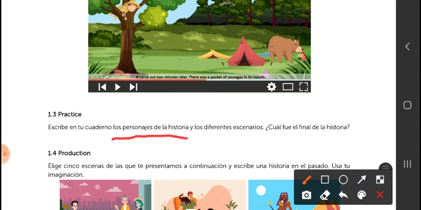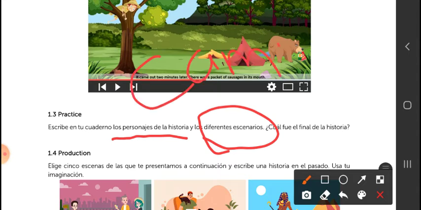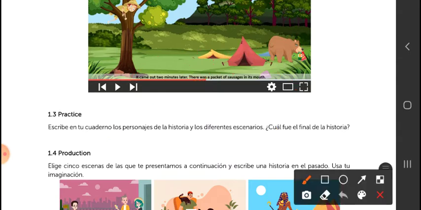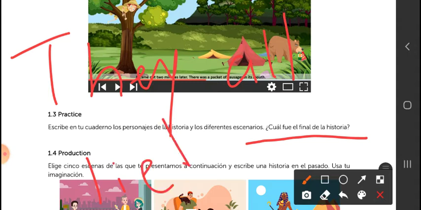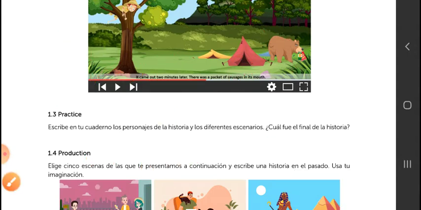So they have John, David, and Sam, yes? The different scenarios. You have the school, for example. The camp, yes? The campament, the camp, yes. What was the end of the story? ¿Cuál fue el final de la historia? So they all lied. Todos mintieron, yes. They all lied. They say that they didn't take packaged food.